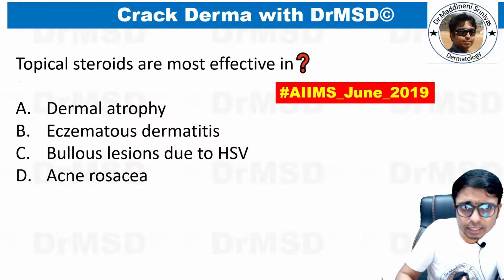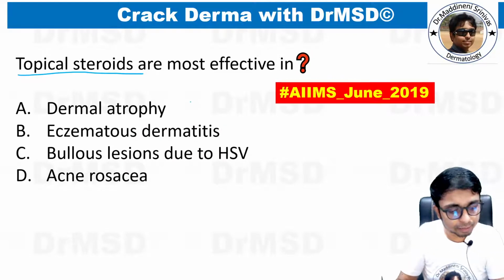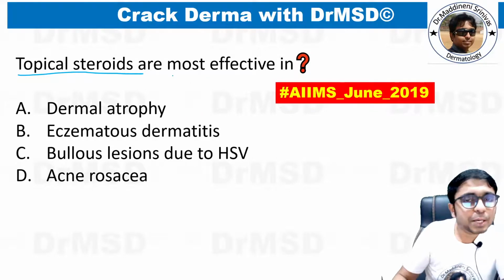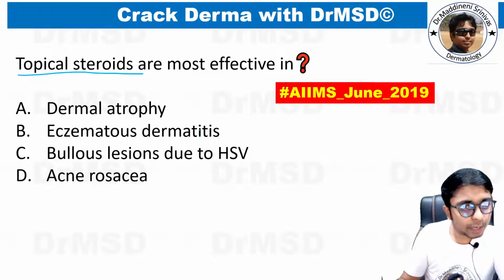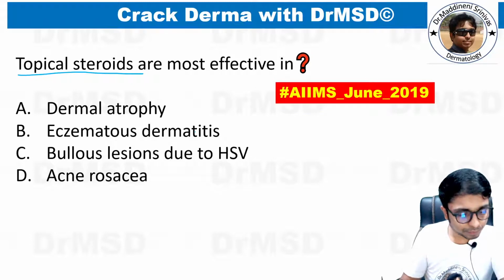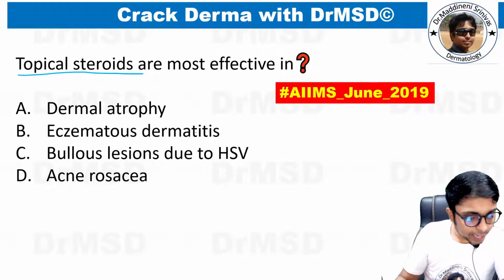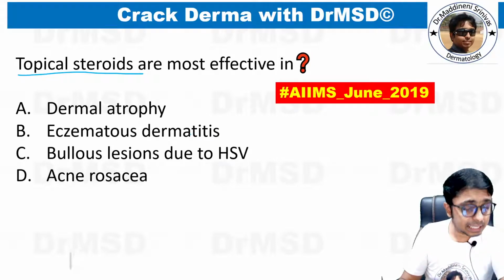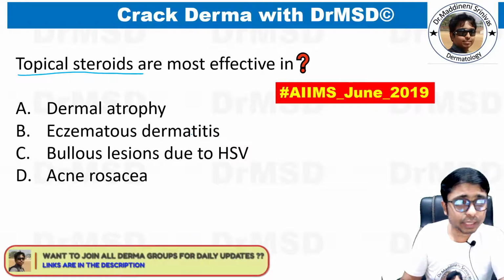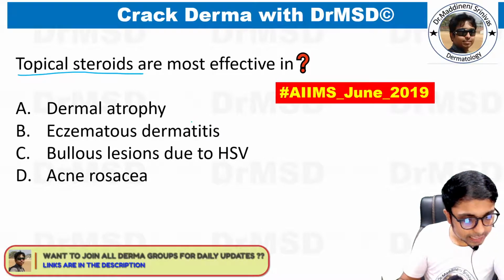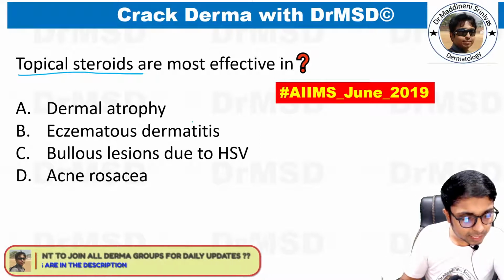Now please try to answer this question. Topical steroids are most effective in which of the following conditions given in the options? So please try to select. Anantmon says option B is the answer, that is eczematous dermatitis. So others, what do you think is the answer? Please put it in the chat section. Okay, eczematous dermatitis. Yes, I got your answer, Anantmon.